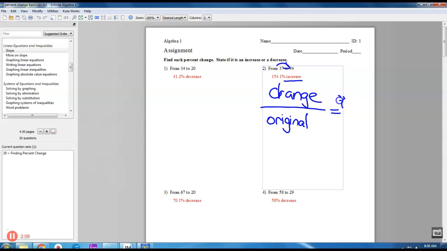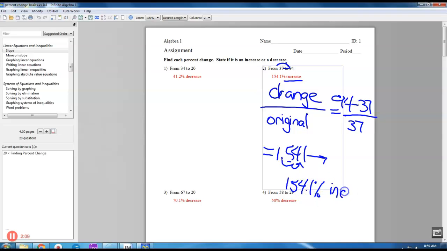So do 94 minus 37. And the original is your 37 because that's the "from." That's what you started with. That'll get you a decimal. It looks like 1.541. And then to turn that into a percent, we're going to multiply by 100 or move the decimal over 2 spots. And that's where they're getting the 151.4%. That is an increase.